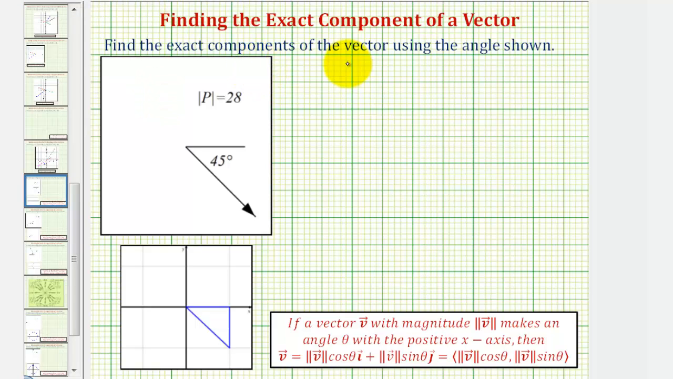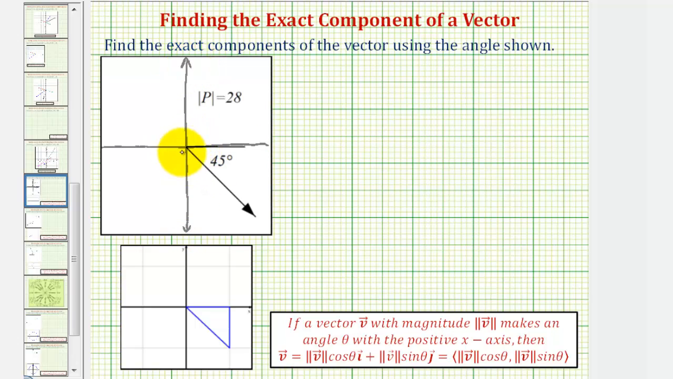We want to find the exact components of the vector using the angles shown here below. We're assuming the initial point of this vector is at the origin on the coordinate plane. So let's go ahead and sketch the axes. This would be the x-axis, and this would be the y-axis.